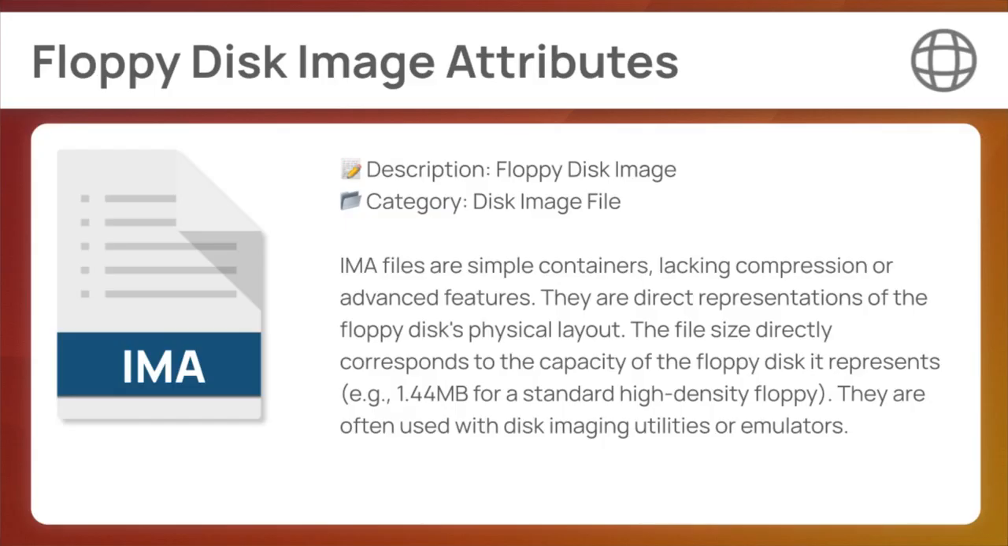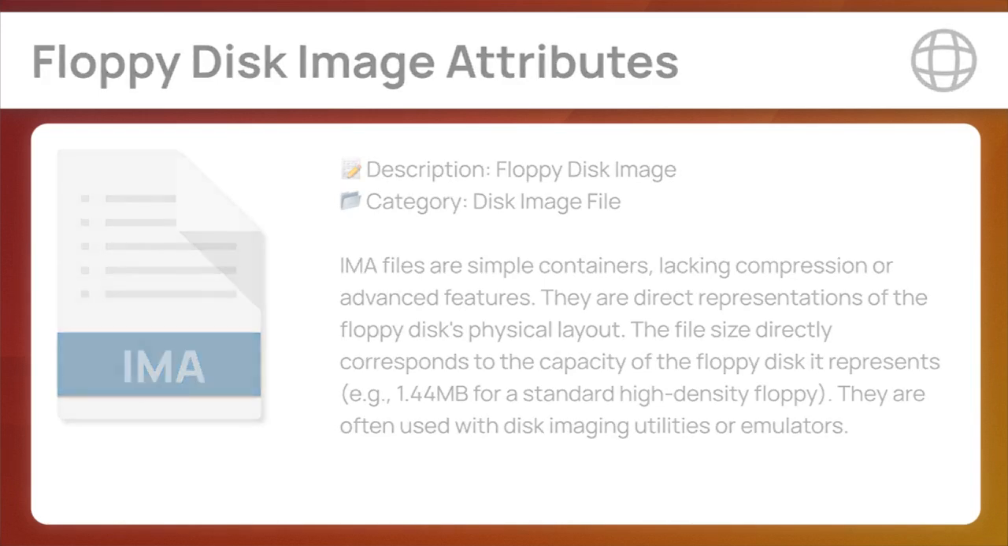The file size directly corresponds to the capacity of the floppy disk it represents, e.g. 1.44 MB for a standard high-density floppy. They are often used with disk imaging utilities or emulators.